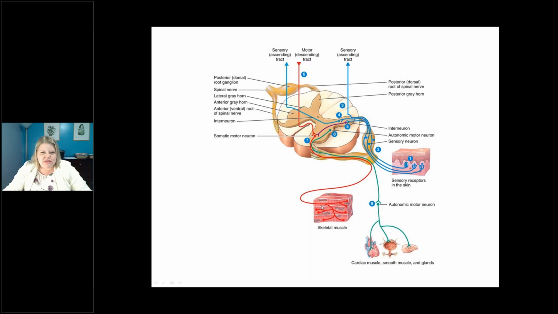Neurons, even though they're a single cell, can be many feet long and can reach all the way from the spinal cord to whatever effector that would be. And in this example, it's skeletal muscle. Later on, we'll be talking about the autonomic nervous system, and you can see the lateral gray horn is where that neuron starts, and the motor neuron is actually feeding visceral organs, cardiac muscle, smooth muscle, and glands.